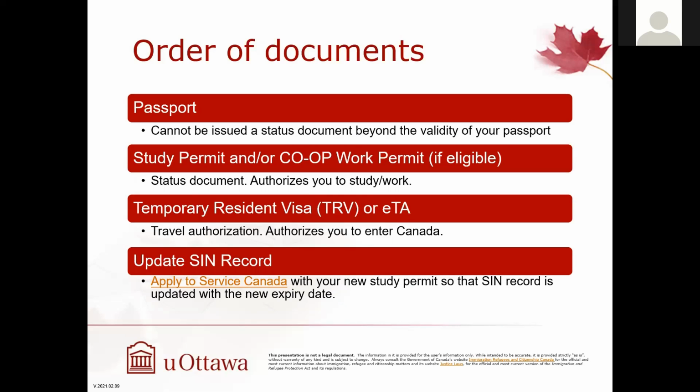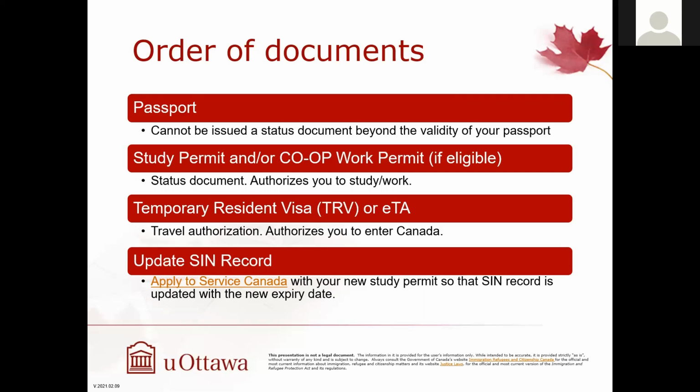After the passport, that's when you want to extend your status document, which is your study permit or your co-op work permit if you're eligible for that and if you're in a co-op program. The study permit and co-op work permit are really your status document in Canada. That's what authorizes you to study and work. And then after that status document has been extended, next is your travel authorization document. That will either be your temporary resident visa, TRV, or your electronic travel authorization, ETA, depending on your country of citizenship.